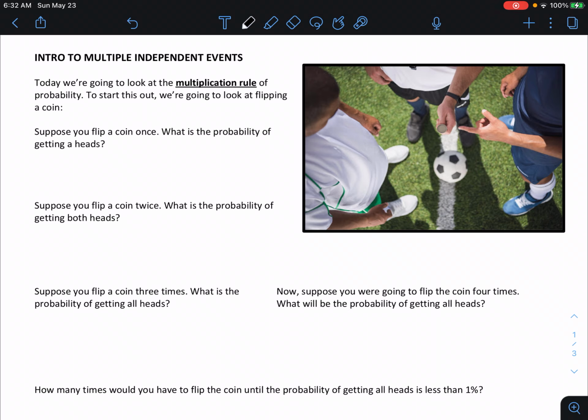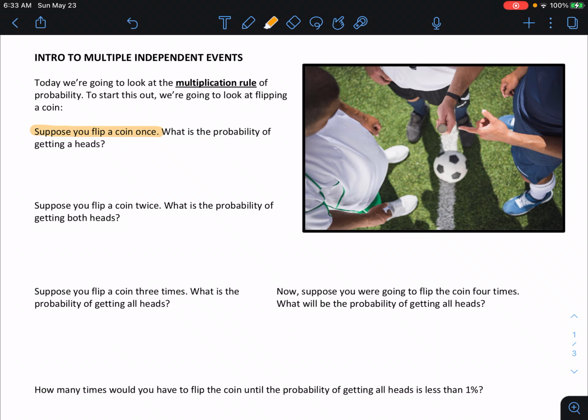One thing that we have to talk about is what's called the multiplication rule of probability. So the way we're going to do that is we're going to start to look at the flipping of a coin. Okay, it says, suppose you flip a coin once. What is the probability of getting heads?